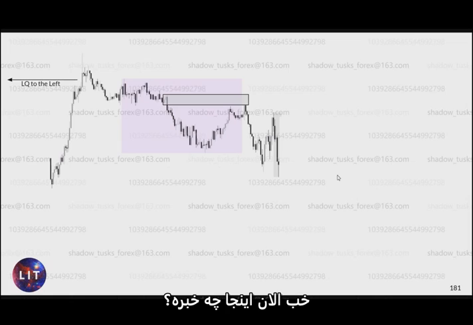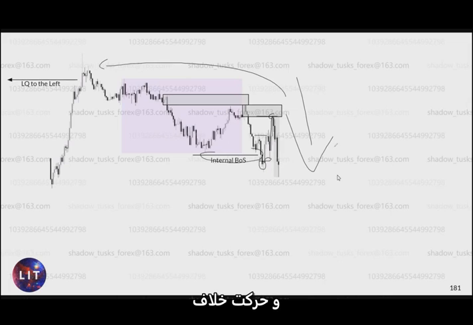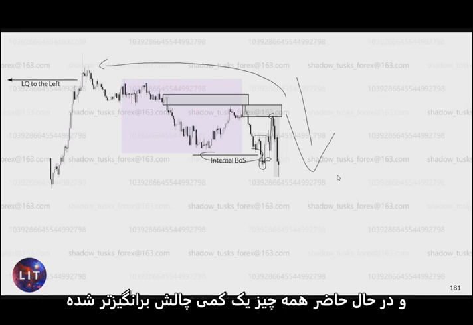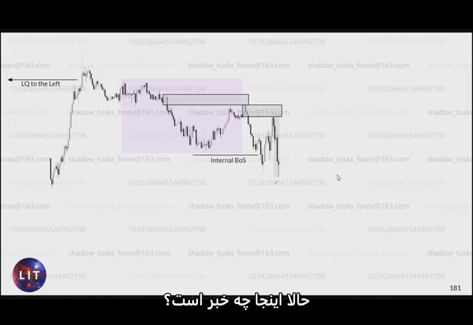Right? So what is going on here now? Of course, we had the internal break of structure, the minor play, minor inducement, minor break of structure, minor mitigation. What's coming next? Mitigation of the rally area away from this, right? But guess what? What do we have now? And now things are getting a little bit more challenging because now you need to really start thinking. Now, what is going on here?